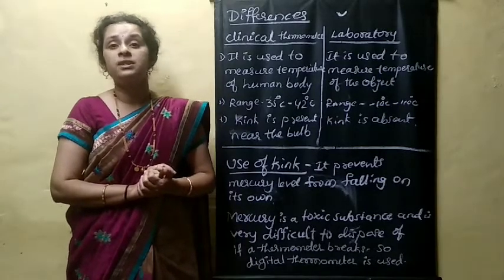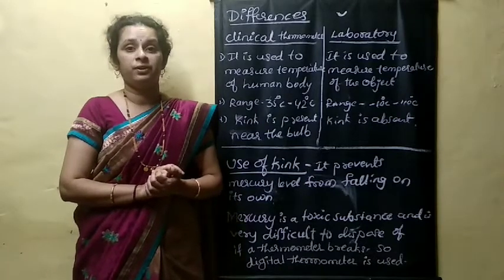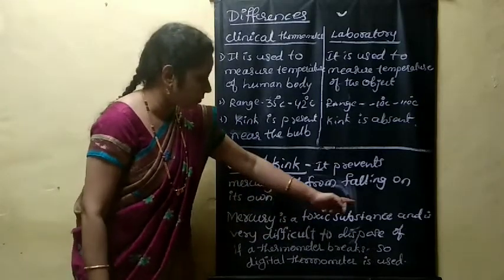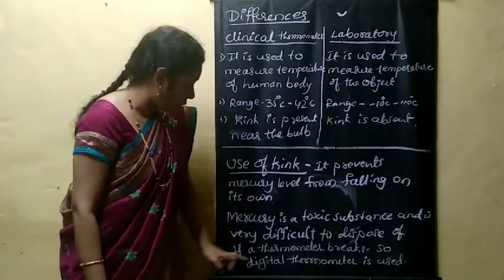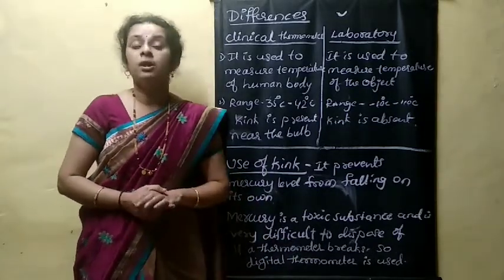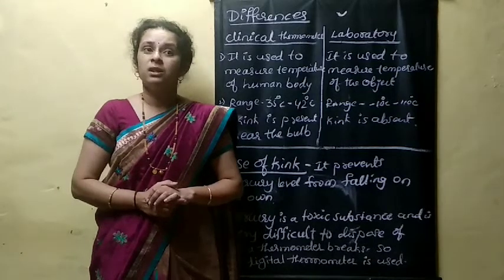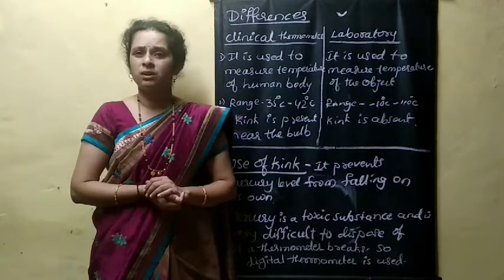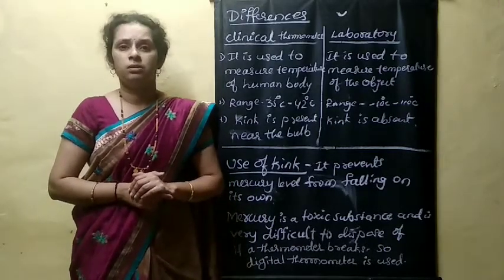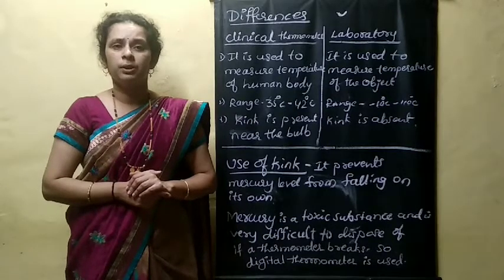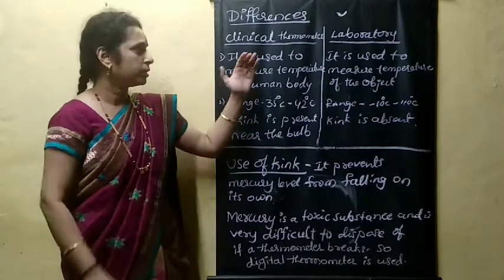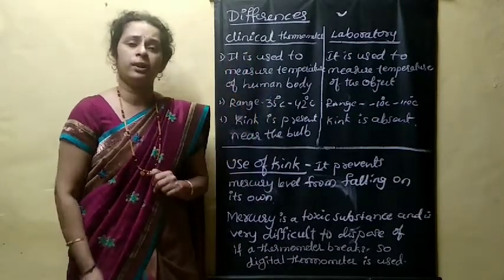That's why nowadays digital thermometers are preferred. Nowadays digital thermometers are used because mercury is a toxic substance and is very difficult to dispose of if a thermometer breaks. That's why you see digital thermometers in hospitals and all. Digital thermometers are used nowadays because mercury is toxic and difficult to dispose of. This is about the clinical as well as the laboratory thermometer.